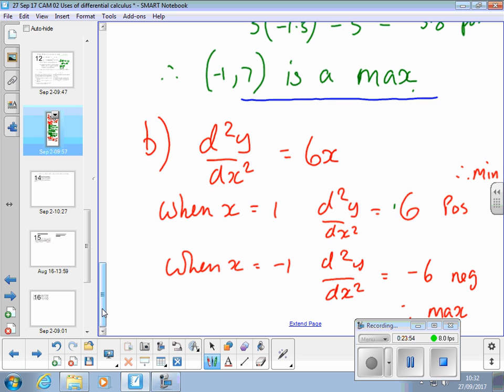To differentiate the function again, d2y by dx squared we get 6x, and then we set x equal to 1. We find out the value of that as positive and it must be a minimum, and when we find out for minus 1 we find it negative, that must be a maximum. So it gives us the same results. In this particular case, that method is quicker.